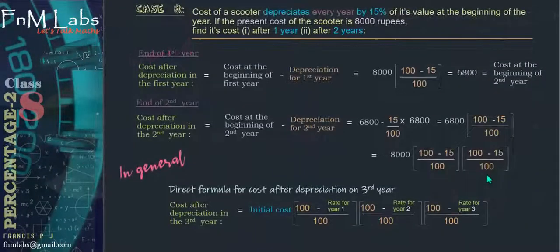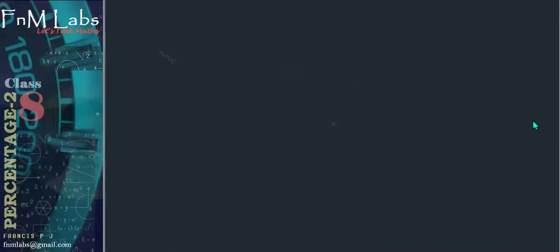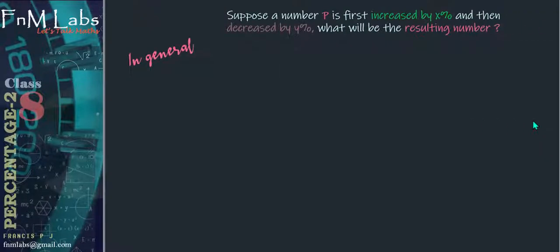So far we considered a case where the value of something is reduced by some percentage, and we know how to calculate the reduced value of the item. Now suppose a number P is first increased by X percentage and then decreased by Y percentage. Now is there any way to find the resulting number? Now in general, first P is increased by X percent means the new value of P will be P times (100 plus X)/100, and this is similar to the way we calculated the depreciated cost of the scooter in the previous example. So we now have the new value of P.